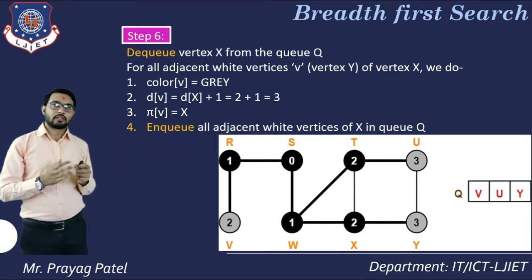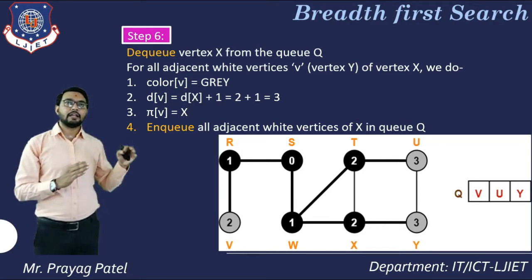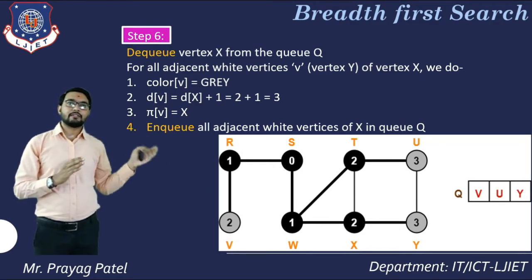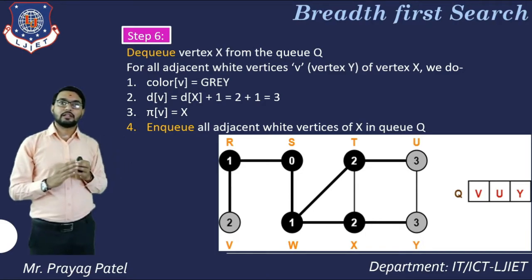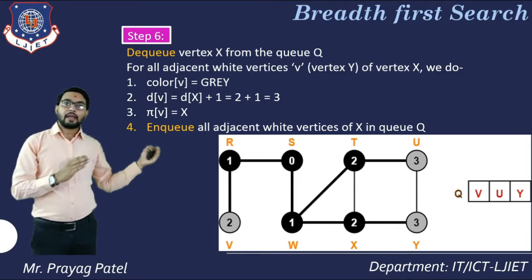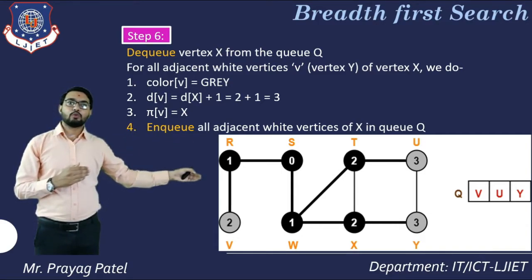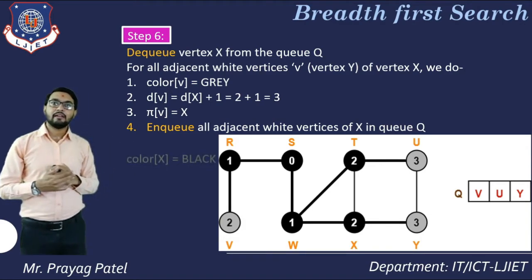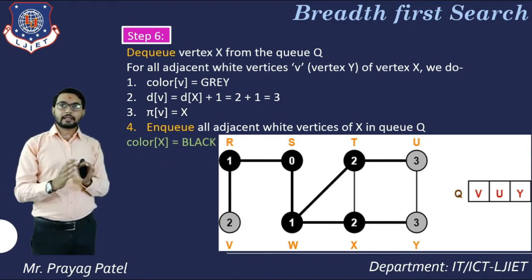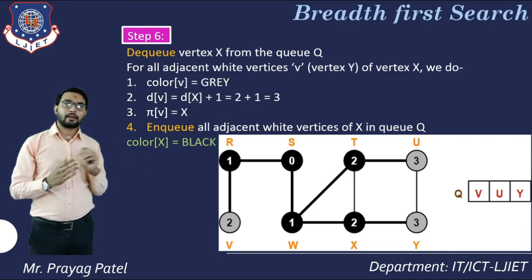Now consider the fourth step. In Q, enqueue all the adjacent white vertices of x. Which adjacent vertices do we consider here? The adjacent of x is y. So insert the element y in the Q. So in Q we see that v, u and y, three elements, are there. Now the processing for the x node is done, so consider the color of the x node equal to black.